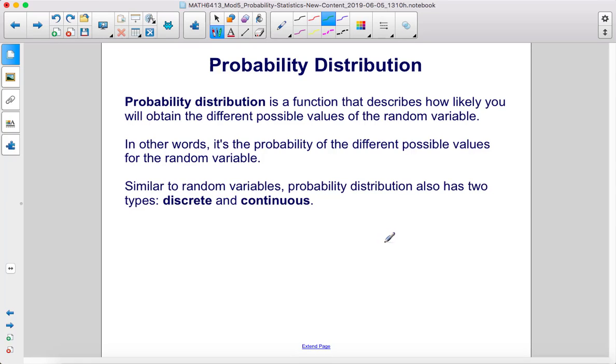A probability distribution is a function that describes how likely you will obtain the different possible values of the random variable. In other words, it's the probability of the different possible values for the random variable. Similar to random variables, probability distribution also has two types, discrete and continuous.